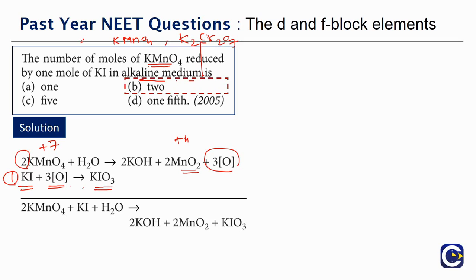So this balancing we are doing just based upon the nascent oxygens. On getting reduced, 2 moles of KMnO4 will give us 3 moles of nascent oxygens. Every 1 mole of KI will require 3 moles of nascent oxygens. So what is the balancing? 1 mole of KI requires 2 moles of KMnO4. So these KMnO4 questions and K2Cr2O7 questions we have to be clear in terms of the reactions. So the correct answer for this is option B.